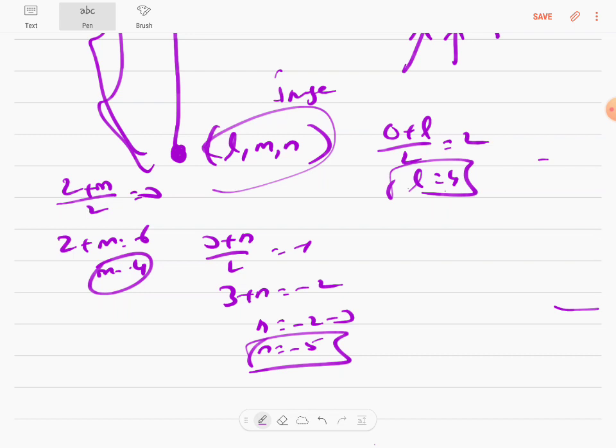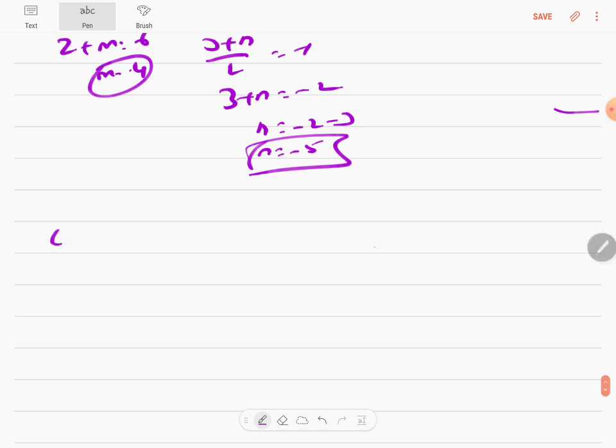There are sums. Example 4: find the image of the point (1, 6, 3) in the line x by 1 is equal to y minus 1 by 2 is equal to z minus 2 by 3. Please do those sums and see if you are getting it. They are also asking you to find the distance, the length of the perpendicular. Okay, let me do example 4.